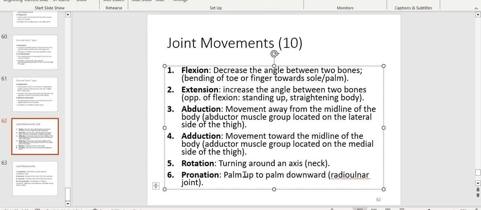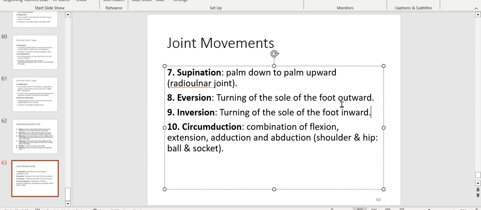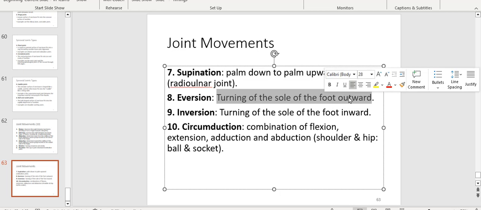Pronation: palm up to palm down. That's what we call pronation. Supination: palm down to palm up. Eversion and inversion. Eversion is turning the sole of the foot outward, to the right or to the left. Inversion is turning the right foot in, so now it's pointing towards the midline.